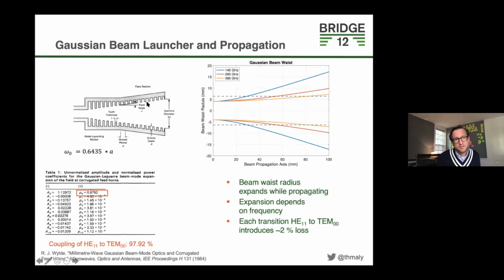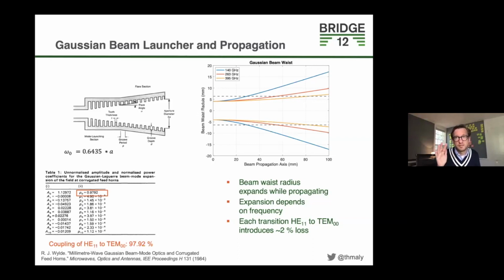How do you create these things? You have these launchers. Those are corrugated horns. I'll show you a couple of examples in a second. The corrugation goes from half the wavelength down to a quarter wavelength, so it's also a mode converter. But the Gaussian beam has some frequency dependence to how it expands. At low frequency, the beam expands faster, and at higher frequency, it diverges less. That's something you need to consider when you start designing quasi-optics.